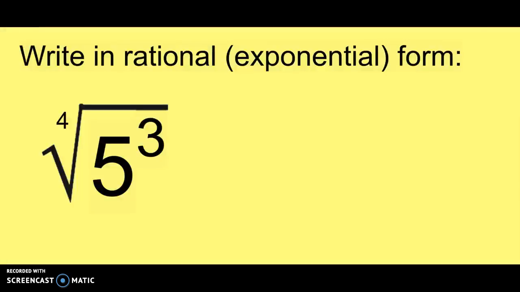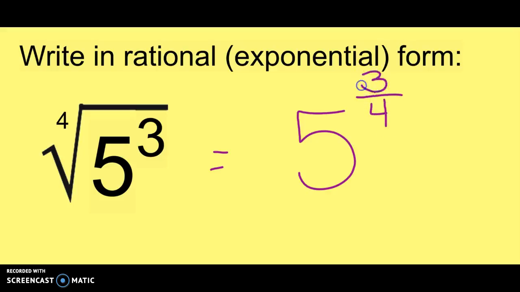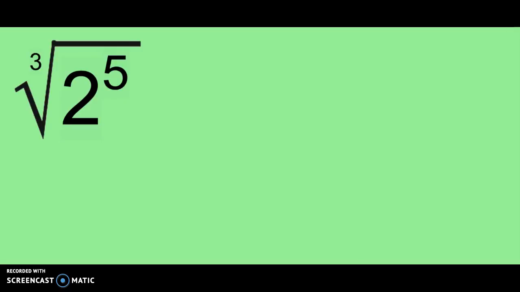All right, so write this in rational or exponential form. Basically, you're writing the big number as your base, and then you've got a fraction for your exponent. So remember, again, the root is always in the bottom, and the exponent or the power is going to go to the top. And if you put both of those in your calculator, you'll get the same number. Try this next one. All right, again, you should get 2.